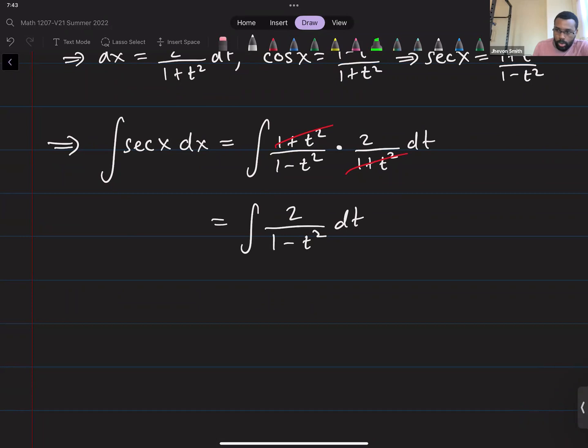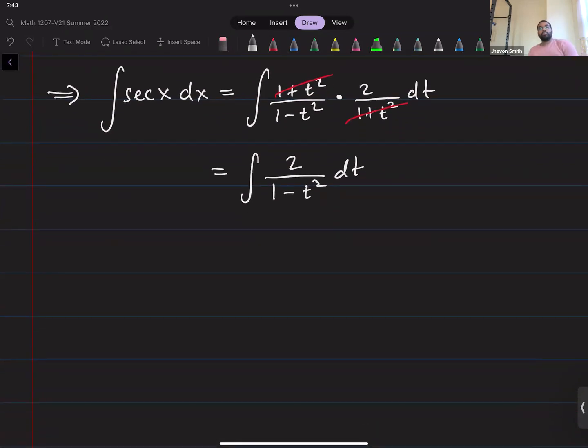Right, so now how would you actually do this one? Ideas on this integral.